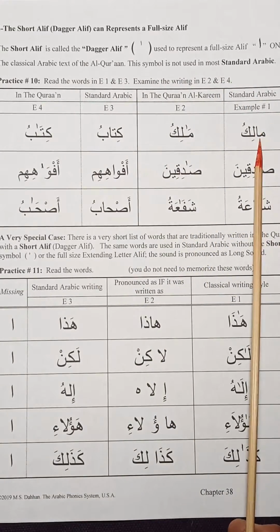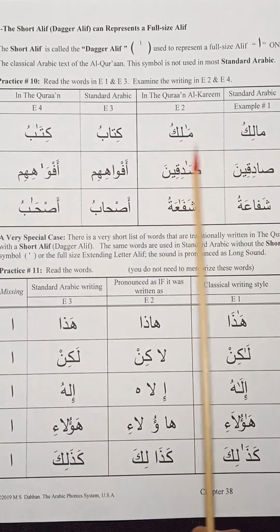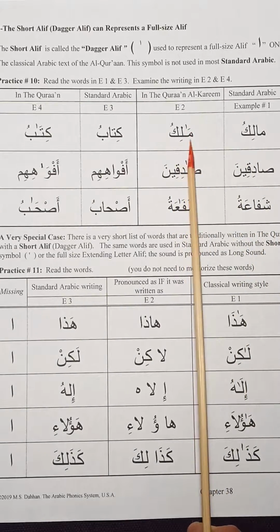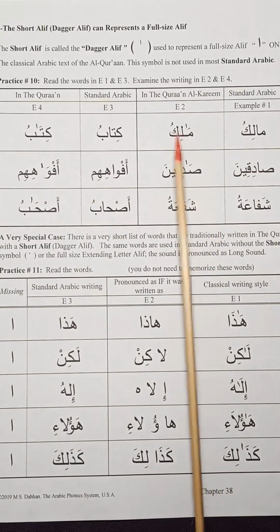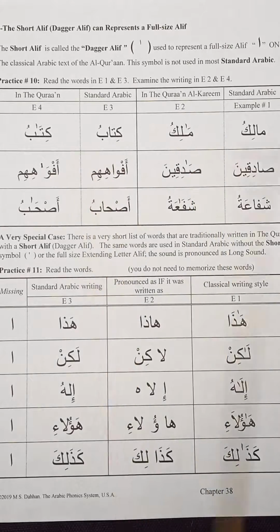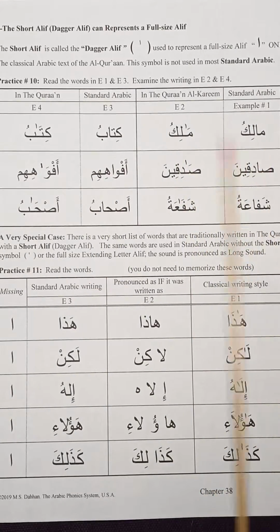Okay, so here we have maliku. It will be written like this with the dagger alif, so it's maliku. Yeah, it's an old style of writing, I believe. I will check on this and I'll fix this up. But I will write to tell you this one and this one is the same.